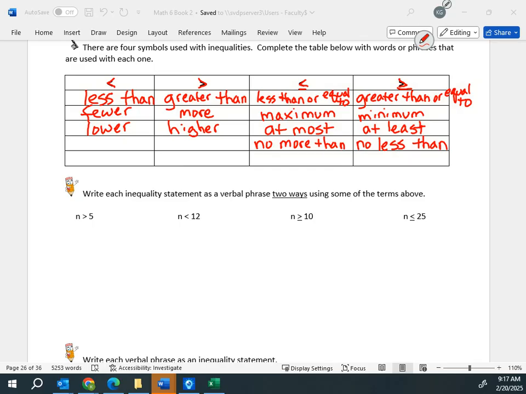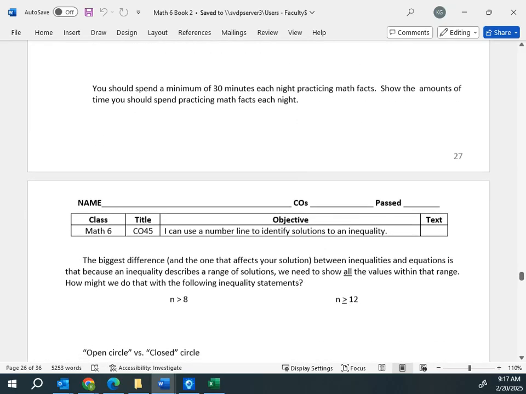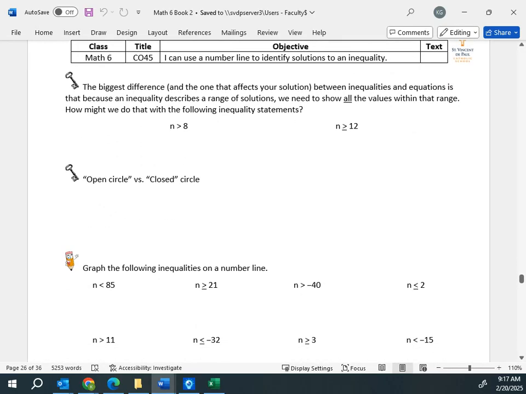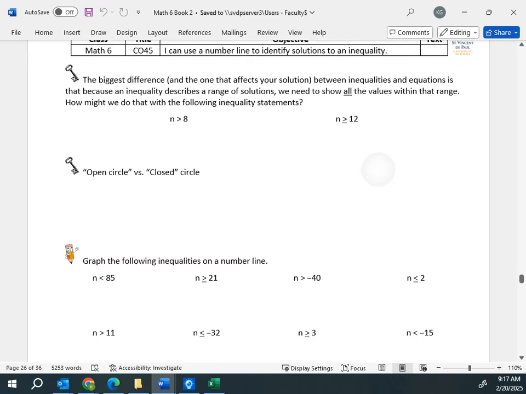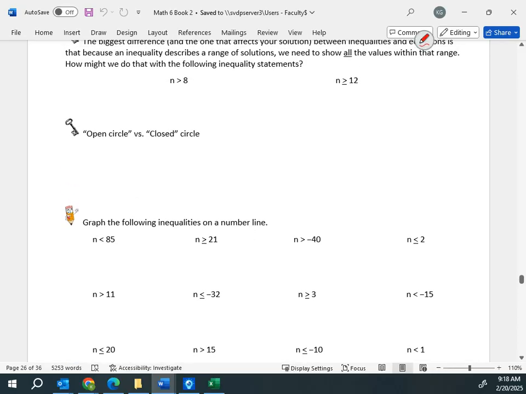All right, let's look at CO 45. And remember, if you didn't get it all written down, you should have it in your binder, or you can watch this video later to finish writing ones down. CO 45. I can use a number line to identify solutions to an inequality. This is important. Remember, we had our steps for this. So step number 1 is you draw the number line. And remember, you put the number that is in your inequality. That is less than 12, you're going to put a 12 on the number line.